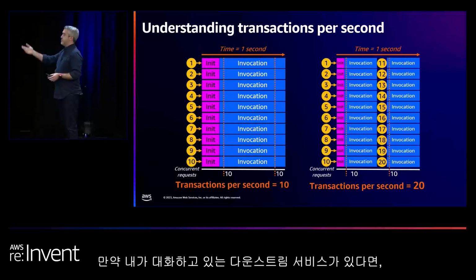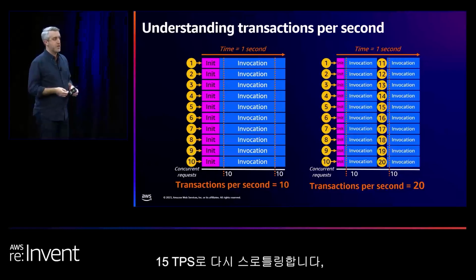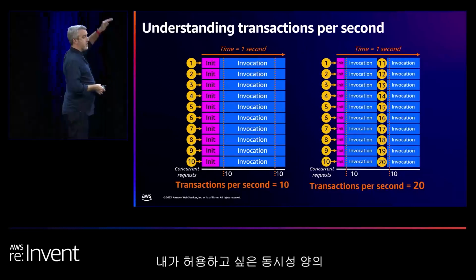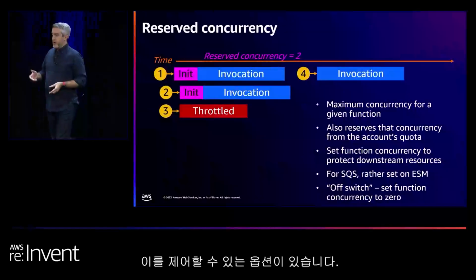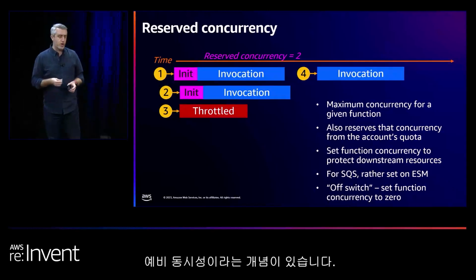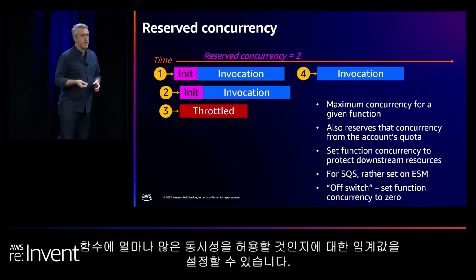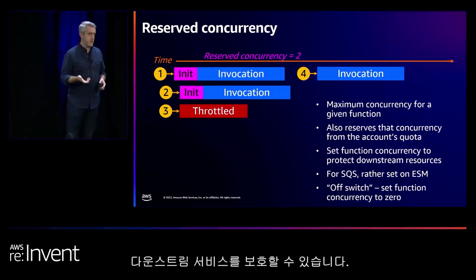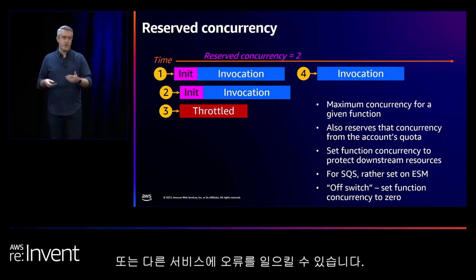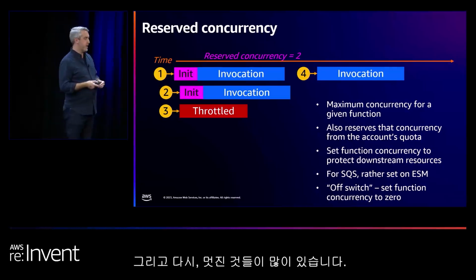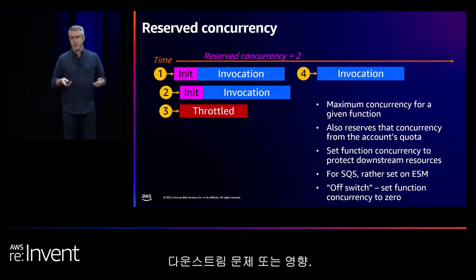So if I have a downstream service that I'm talking to, and they're going to maybe start throttling me at 15 TPS, I then have to think about that as a factor of the amount of concurrency that I want to allow to go to that downstream service. And so we have options for how you can control this. We have a concept called reserved concurrency. This allows me to set a threshold of how much concurrency I want to allow a function to have. And this gives me the ability to protect downstream services without having to worry about overwhelming or causing errors to that other service that I might be talking to. And there's a bunch of cool things that you could do with treating it as an off switch in case of times where you've got downstream issues or impacts.